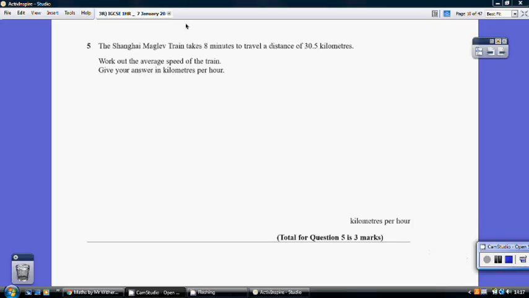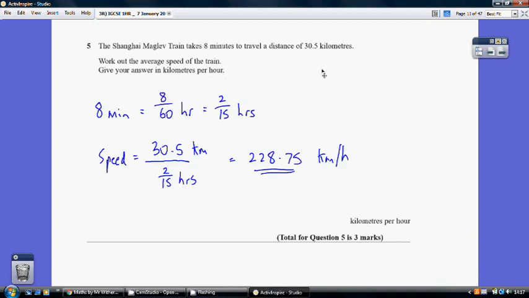Question 5. Well, we're being asked to work out the average speed of the train in kilometres per hour. Well, we know the kilometres, but we don't know the hours. We just know that it's 8 minutes. Now, to convert 8 minutes into hours, we need to just divide by 60, because there are 60 minutes in an hour. So 8 minutes is 8/60ths of an hour. 8 divided by 60 simplifies to 2 over 15.